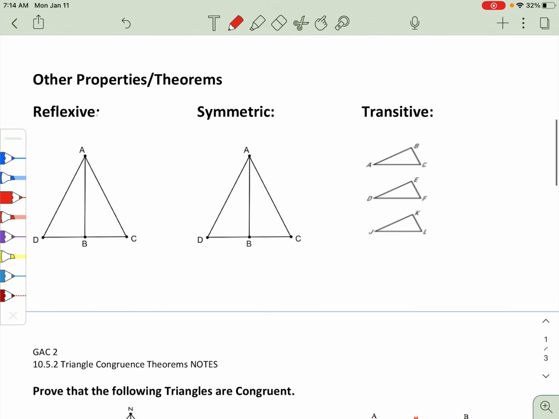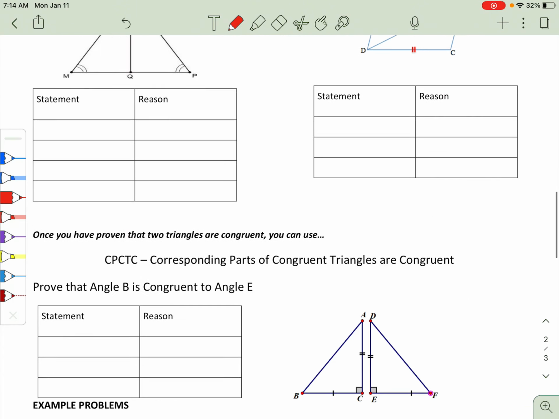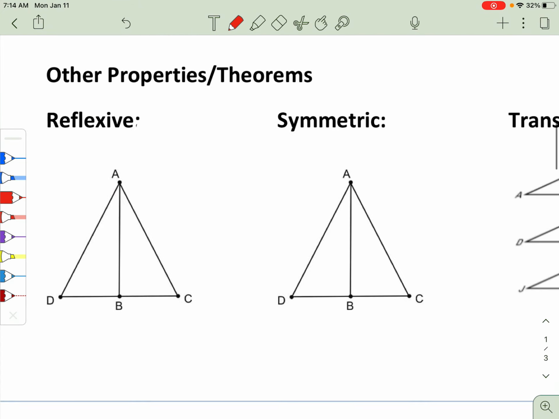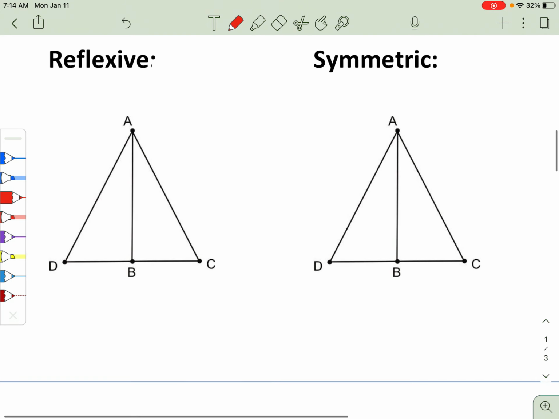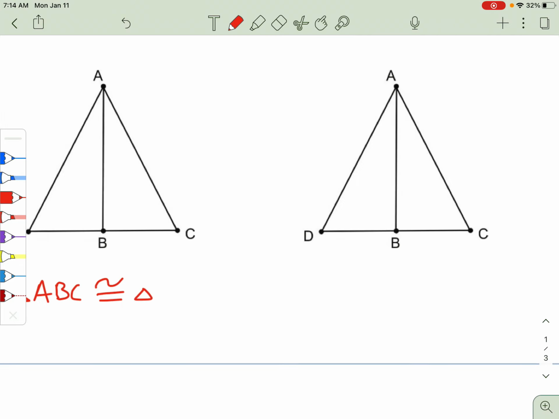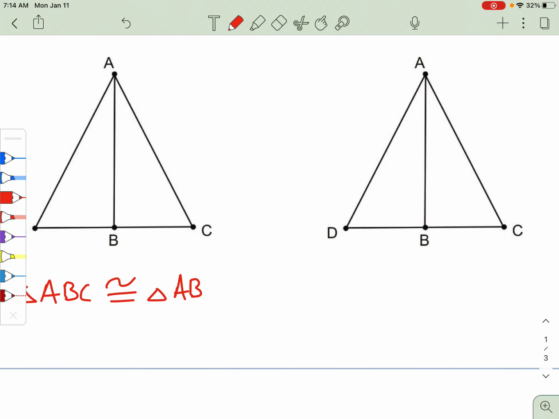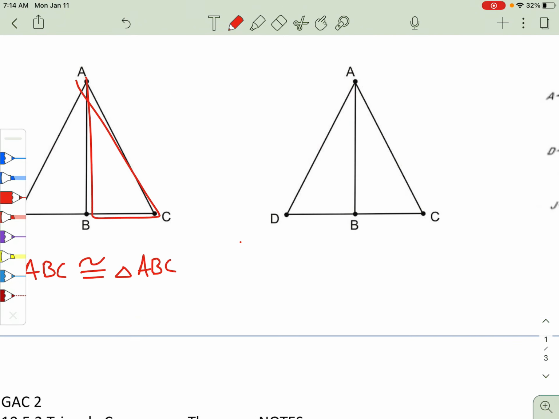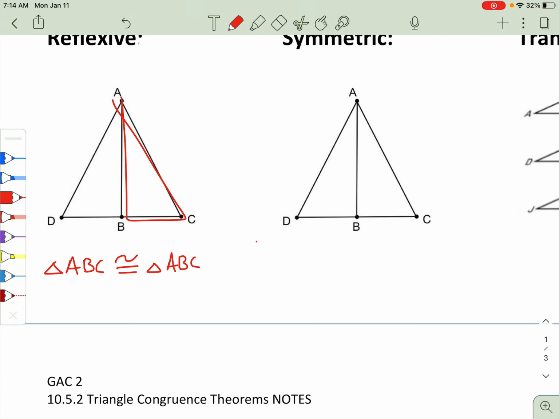Okay? All right. There's some other properties as well. We've talked about a couple of these. The first one here being, of course, that you have reflexive property, which basically says that triangle ABC is congruent to triangle ABC. Right? So like this triangle is congruent to itself, basically. Okay, then you have symmetric.